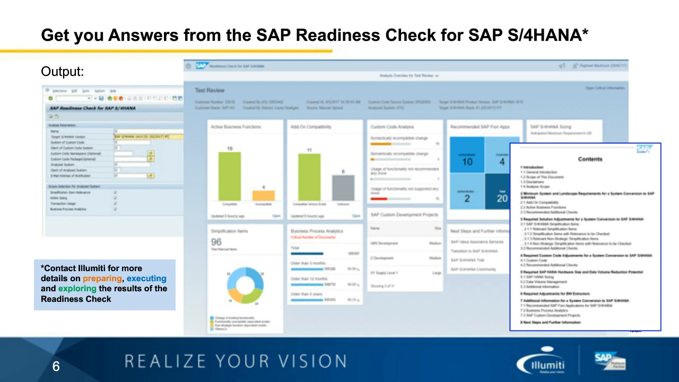So this is really where everybody should start. If you haven't done this today, it's probably worth going through this process. I'll just add that actually exploring and understanding the results may not be as easy as you think, because there is a lot of information. So it may be worthwhile engaging Illumity or one of your SIs to help you interpret the results. But you can run this at any time, as I alluded to earlier on.